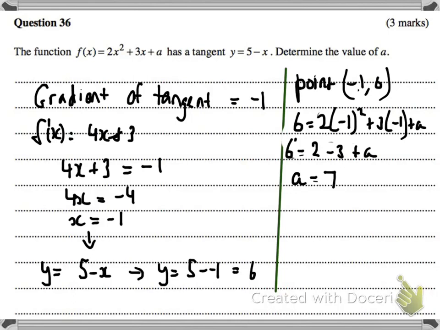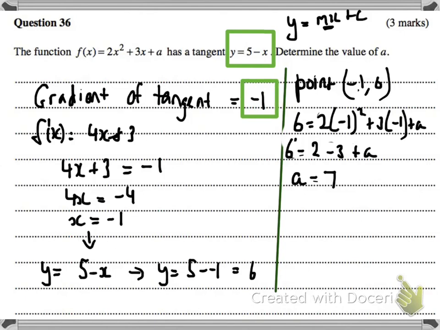These tangent questions can be a bit tricky, but if you know your way around them, you can pick up some good marks here. It's worth 3 marks. The function 2x squared plus 3x plus a has a tangent 5 minus x. Determine the value of a. There's a few distinct steps here. The first thing we know, because of the rule y equals mx plus c, is that the number in front of the x is the gradient. If we've got y equals 5 minus x, what's the number in front of the x? It's negative 1. That's the gradient of the tangent.